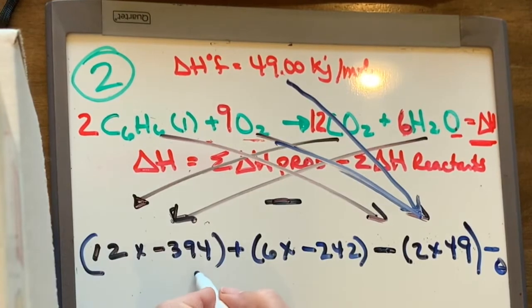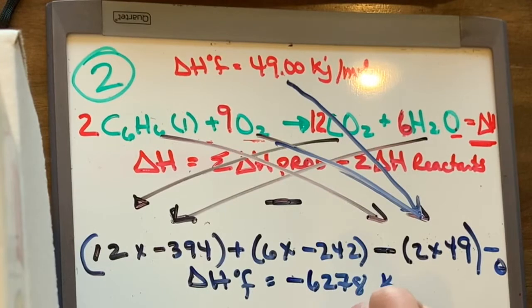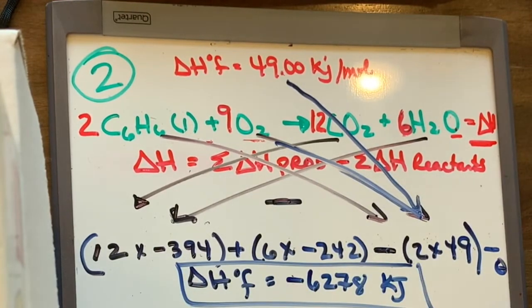When we add all that up, we get delta H equals minus 6278 kilojoules. And that's our answer.